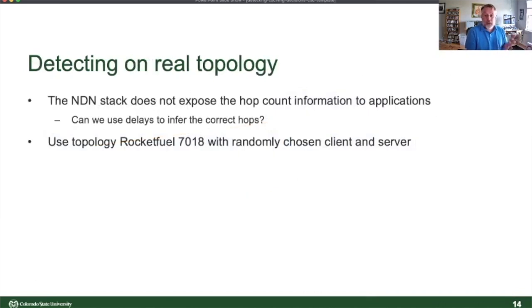All right, so now the other thing you're going to say is, guys, you were doing static topology, yada, yada, yada. But let's try something a little more real. And by the way, the NDN stack doesn't expose the hop count information to applications. And we're an application, so what are we going to do about that? So we actually generated a random topology that seemed reasonably realistic, and we ran the same simulations, and we assumed that we didn't actually get to see the hop counts.